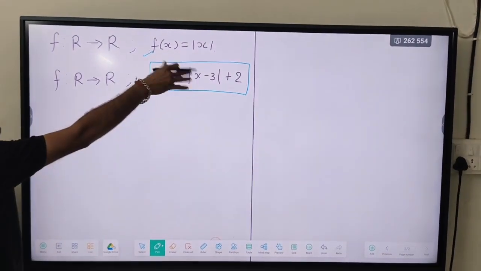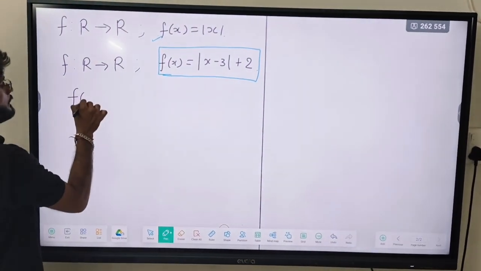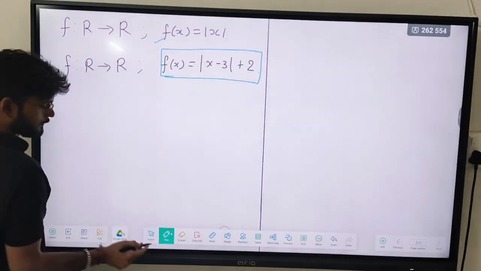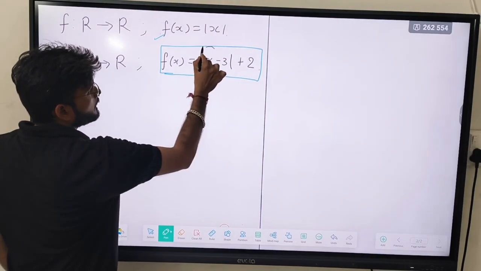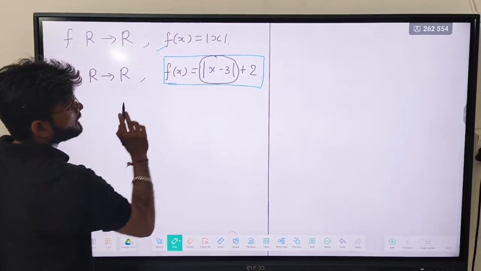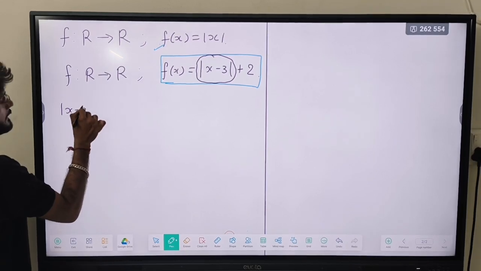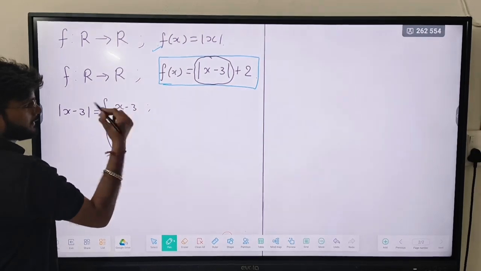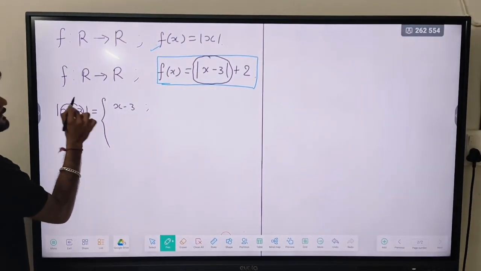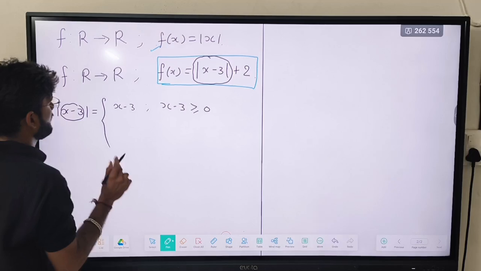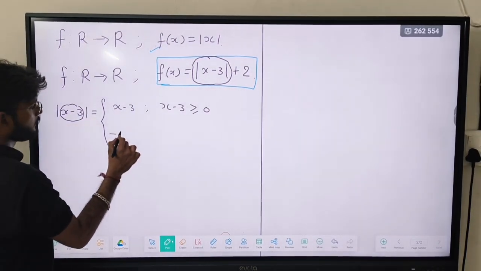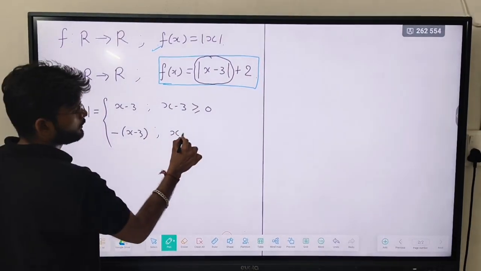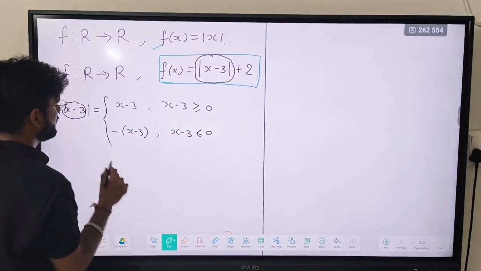Okay, so let us unfold this function first of all. Let us not write f(x) first; let us write this part only. First we are trying to simplify this part. What can we write mod of (x minus 3) as? Mod of (x minus 3) can be written as (x minus 3) if this inner value is greater than or equal to 0, and mod of (x minus 3) will be minus times (x minus 3) if this inner value is less than 0, right? Okay.